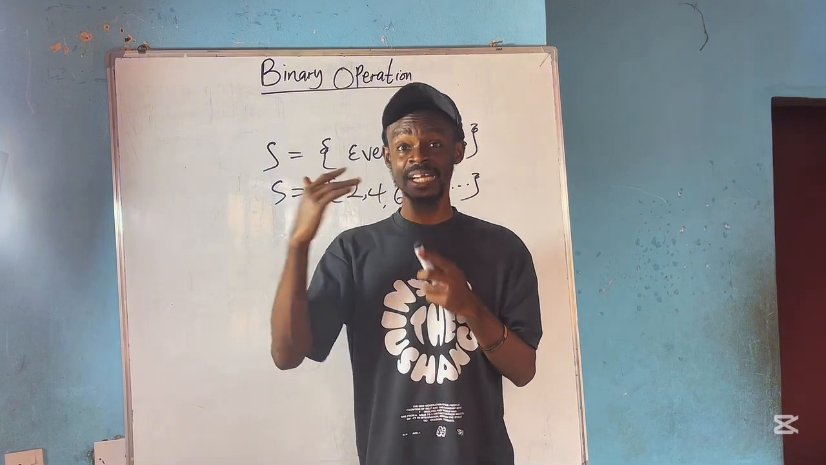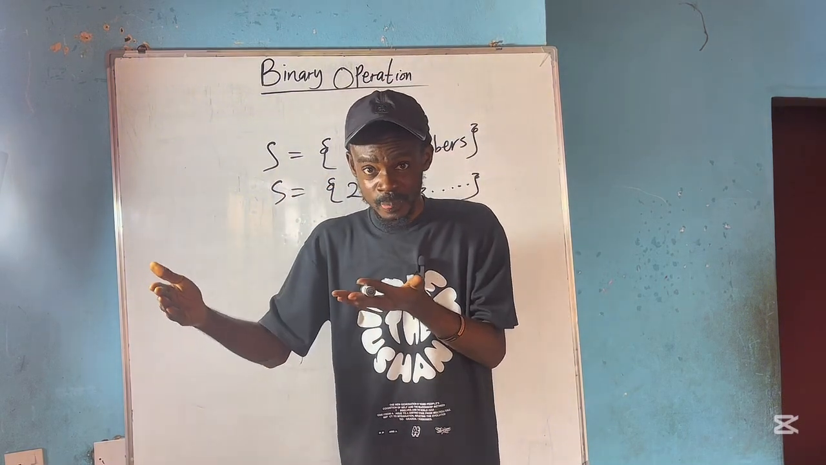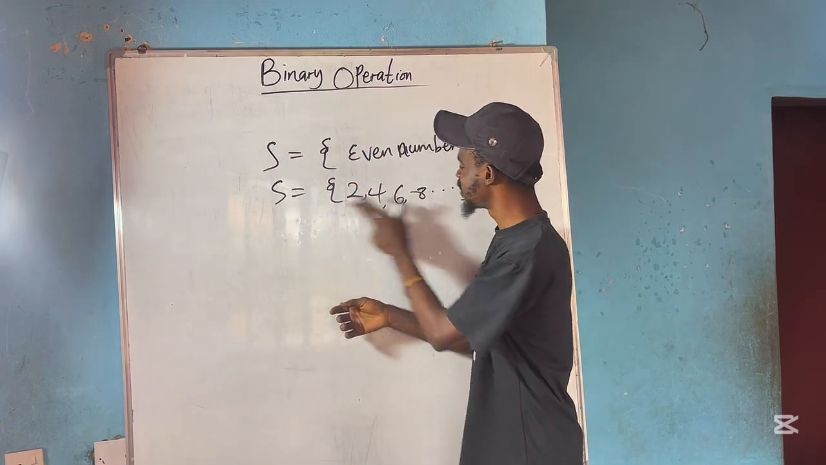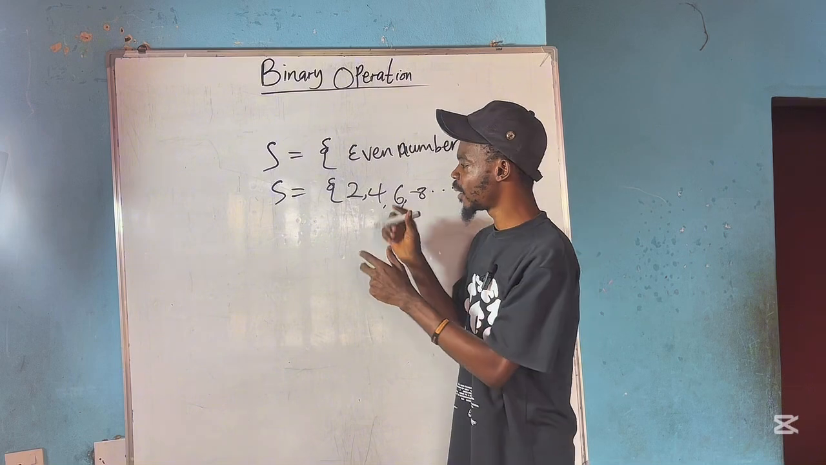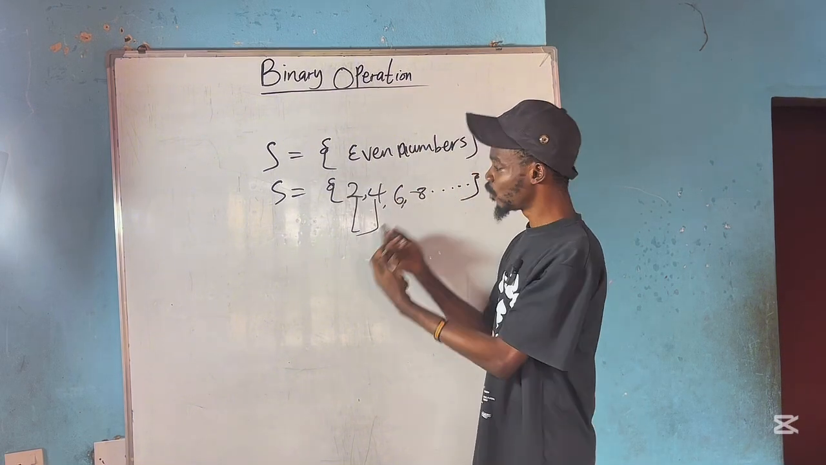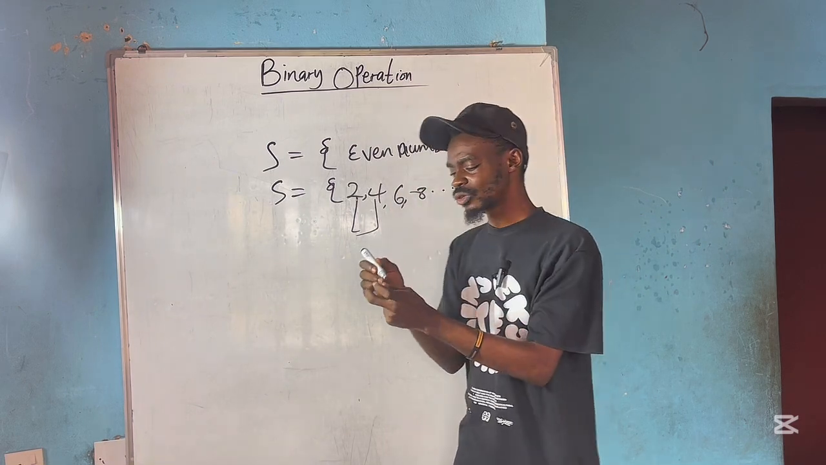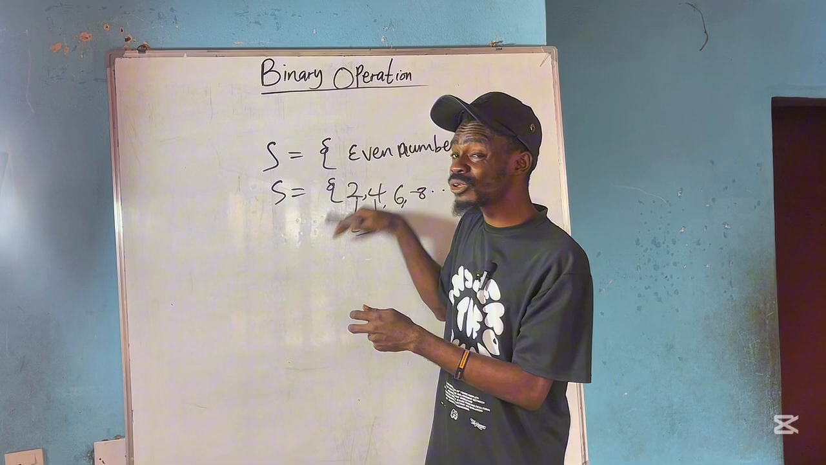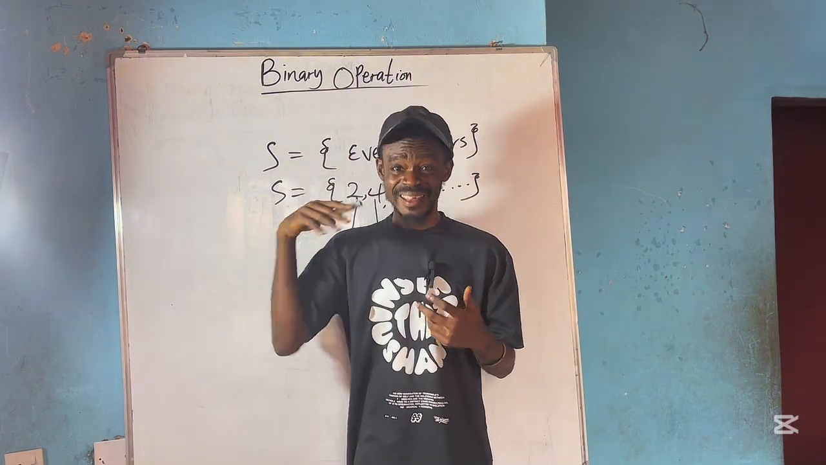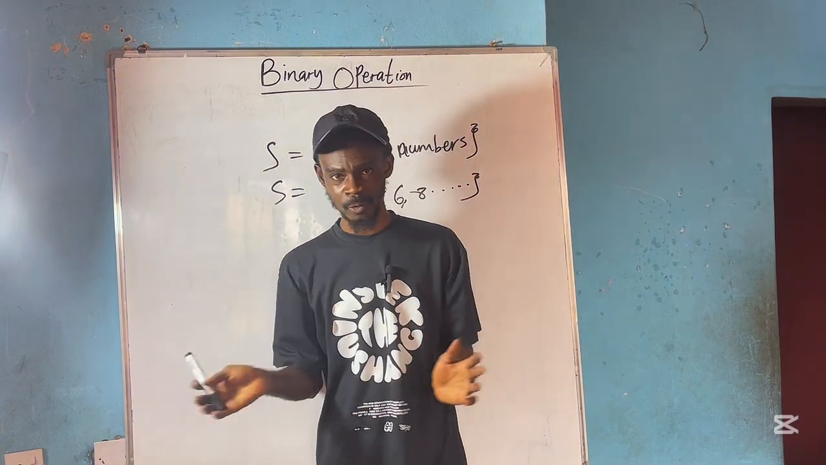So if we have a non-empty set and we want to combine two elements of the non-empty set, what we are talking about is binary operation. So assuming that we have this set and maybe we want to combine 2 and 4, they are members of this set, or we want to combine 2 and 6, or 4 and 6, or 4 and 8. Any method of combining two elements of a non-empty set is called binary operation. And the combination can involve addition, subtraction, multiplication, any form of operation.